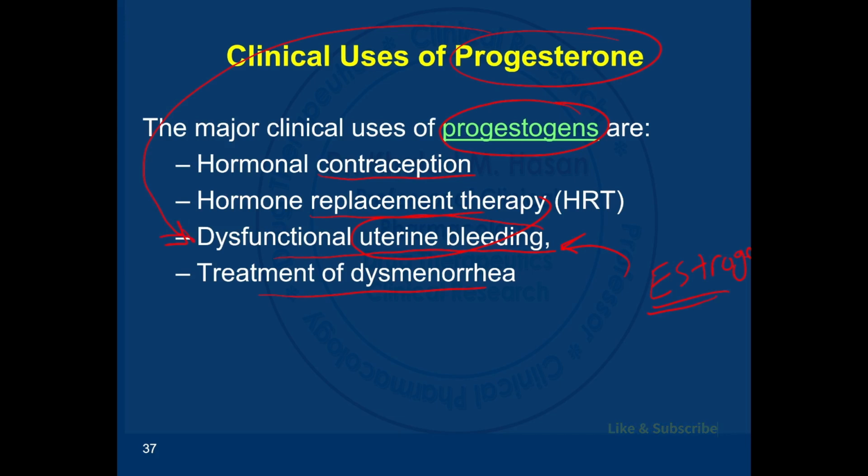The question now, we have a case study of a woman suffering from uterine bleeding. Which of the following medications are we going to use, progesterone or estrogen? Progesterone, or progestin, will be the best treatment for the uterine bleeding. Okay.